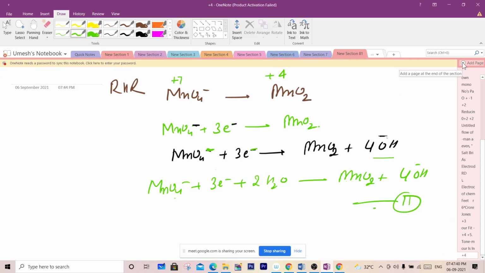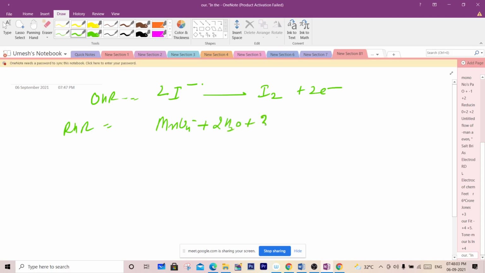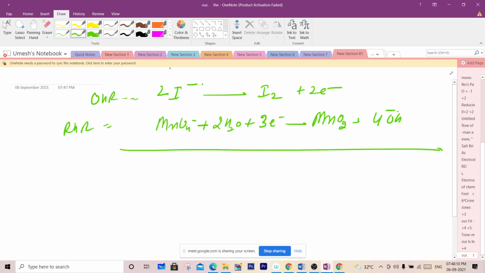Now add the two equations here. Oxidation half reaction is I negative to give I2. This is the first equation. Reduction half reaction we have got MnO4 negative ion, 2 water, 3 electron, to MnO2 and 4 OH negative ion. Add them algebraically, multiply here the 3 and multiply here the 2, then electrons are cancelled.